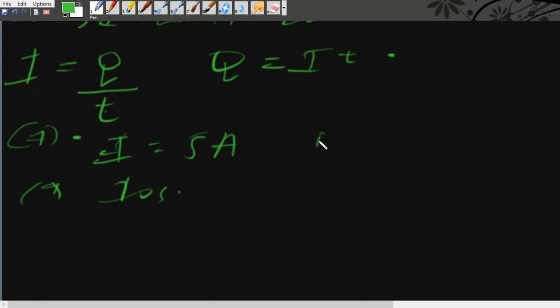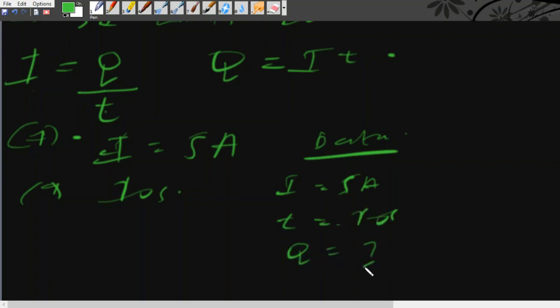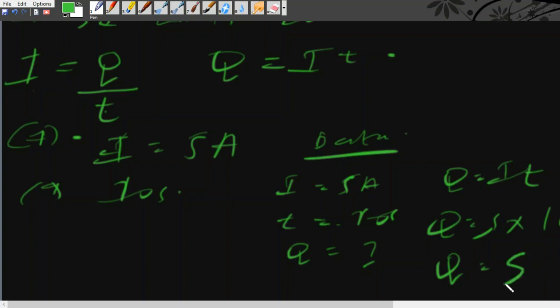From this you can collect your data. Current is 5 amps. Time is 10 seconds, but Q, which is charge, you don't know. We know that Q is equal to I times T. Q is equal to 5 multiplied by 10, so Q is equal to 50.